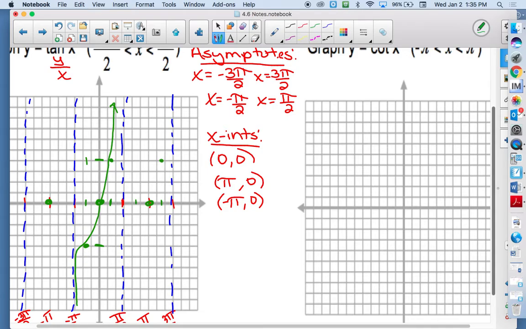See if I can get this one to be a little better. Start here. That's a little better.